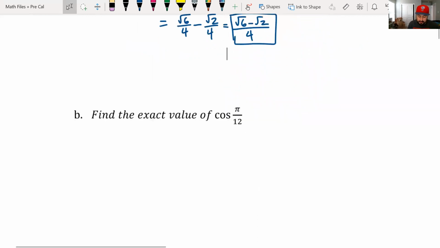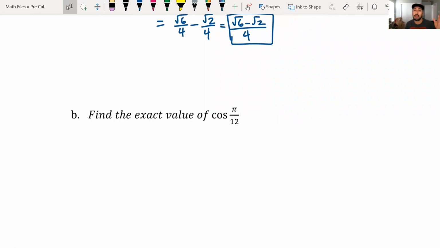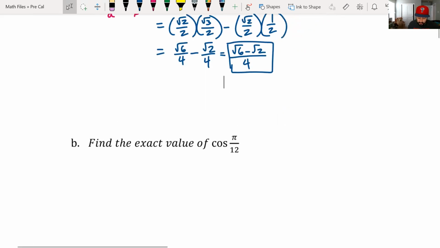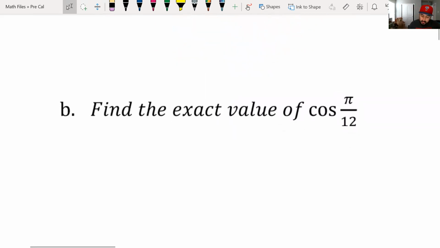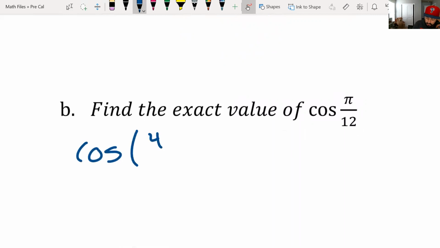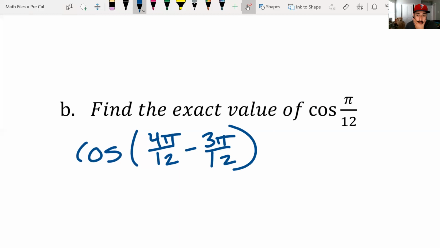Okay, so cosine of pi over 12. Again, we need to find a way to split pi over 12 into two angles that belong on the unit circle. So cosine of pi over 12, I'm thinking we can split this into the cosine of 4 pi over 12 minus 3 pi over 12. Because 4 pi over 12 minus 3 pi over 12 is pi over 12.